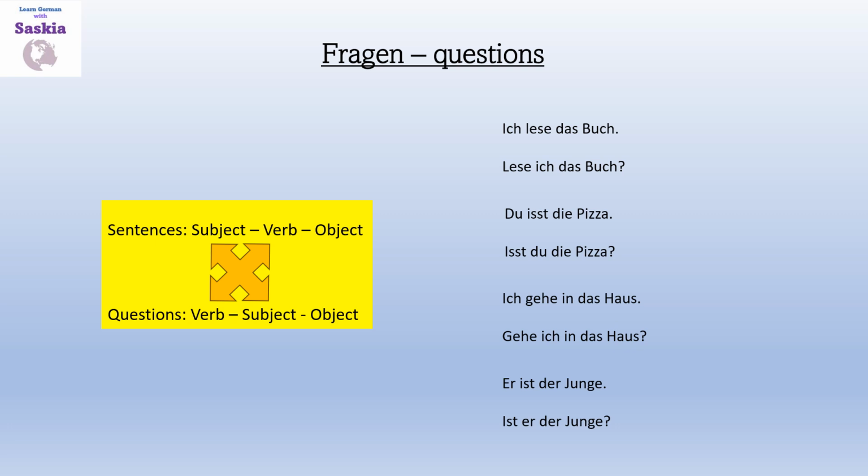So when we want to make a question out of a sentence or out of a basic sentence that we have here, we simply change the structure into verb, subject, object. So we just switch around the verb and the subject, and we automatically have a question. Like for example, isst du Pizza or isst du die Pizza? And we have are you eating the pizza? So that's everything for how to make easy questions. It's very simple actually. But still, let's look at some exercises to see if you understood everything.